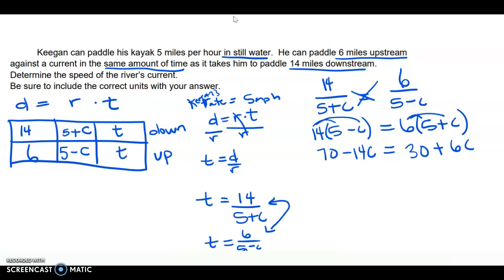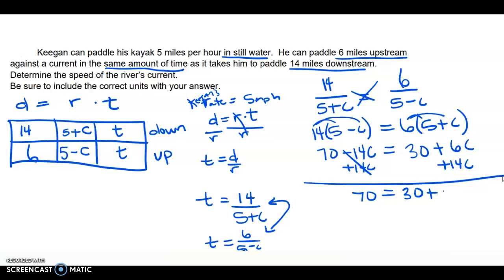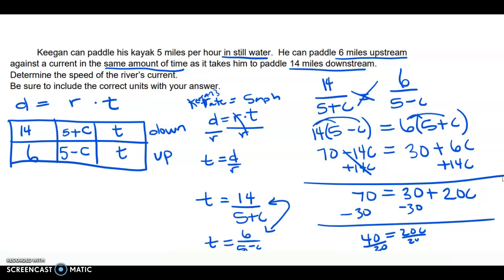At this point, we just need to isolate our C's and get our constant terms on the other side. So add 14C to each side. That becomes 70 on the left side equals 30 plus 6C plus 14C, which gives us 20C. Then subtract 30, and we get 40 equals 20C. Divide by 20. So 40 divided by 20, I get C equals 2.